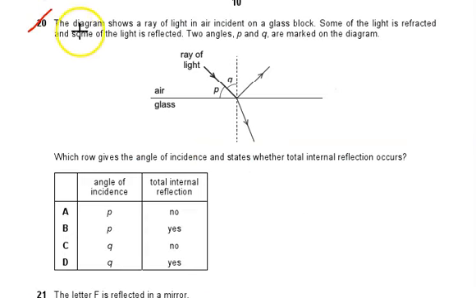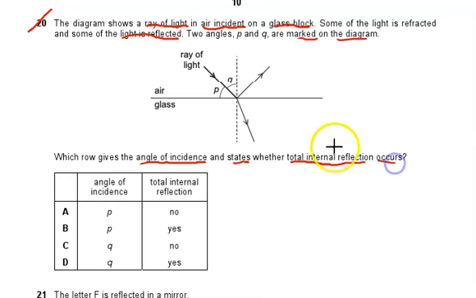Okay, number 20. The diagram shows a ray of light in air incident on a glass block. Some of the light is refracted and some of the light is reflected. Two angles P and Q are marked on the diagram. Which row gives the angle of incidence and states whether total internal reflection occurs? The angle of incidence is surely Q here.